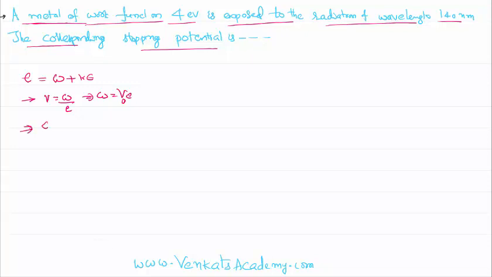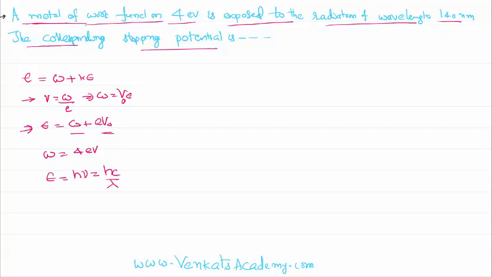So Einstein's photoelectric equation can be written as work function plus, instead of kinetic energy, you can write eV naught, where e is the charge of the electron and V naught is the stopping potential. In this problem, you need to calculate that stopping potential itself. The work function is already given as 4 electron volts. The energy is equal to h nu, and as wavelength is given, hc by lambda, we can solve the problem.